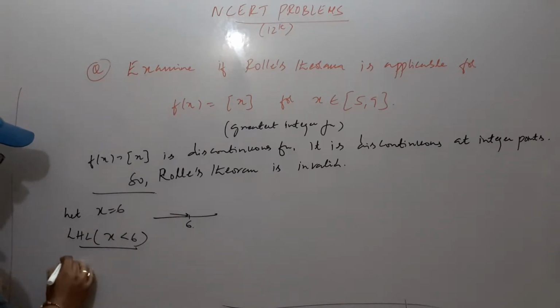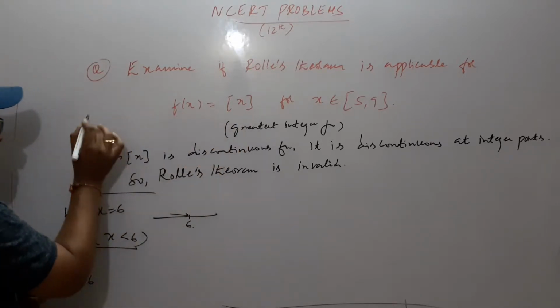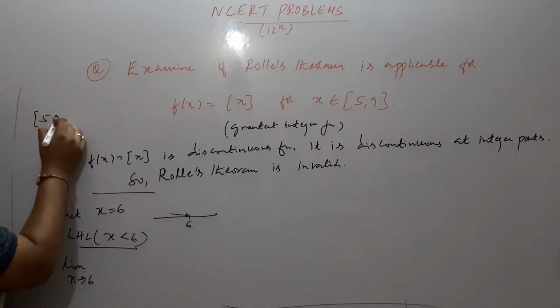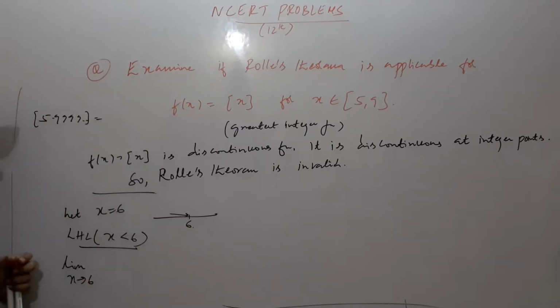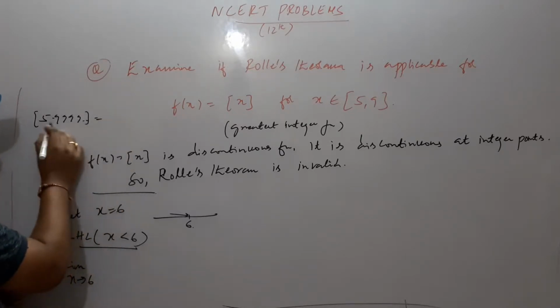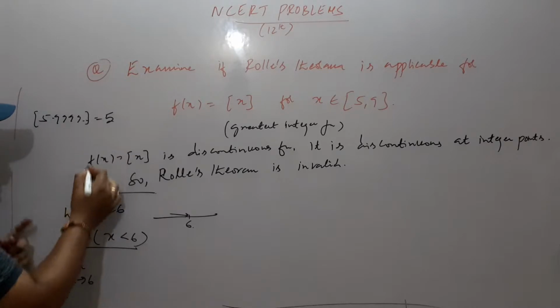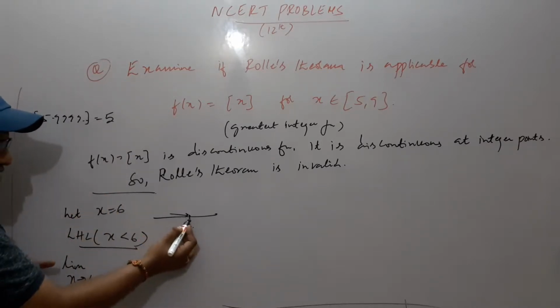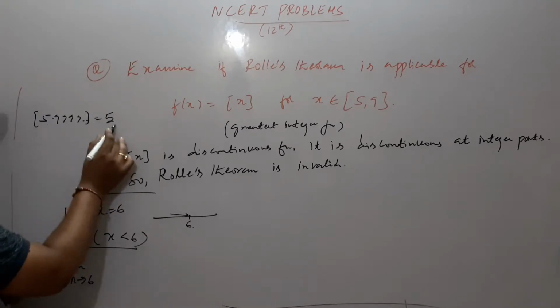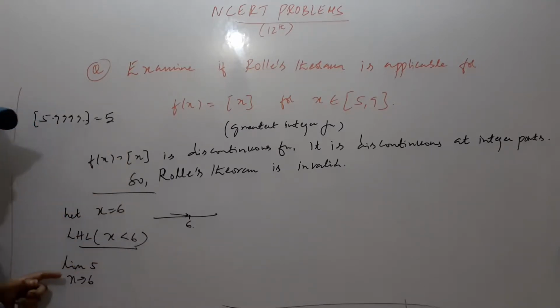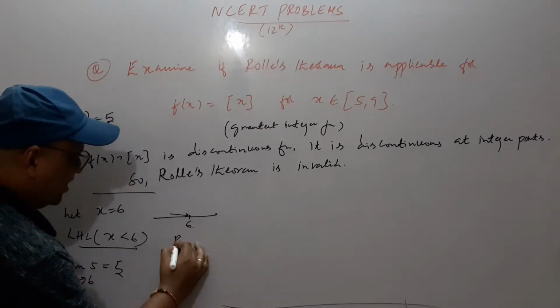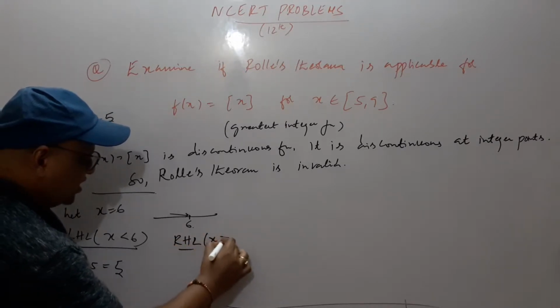Now, limit of x approaching 6, what will be the value of [x]? If I put 5.99999, what will be the greatest integer value? 5.9999 will be equal to 5. Please understand this, it is not 6. The greatest integer value is 5. So the left hand limit, x less than 6, is the limit of 5 as x approaches 6. The limit of a constant is the constant only. The answer is 5.